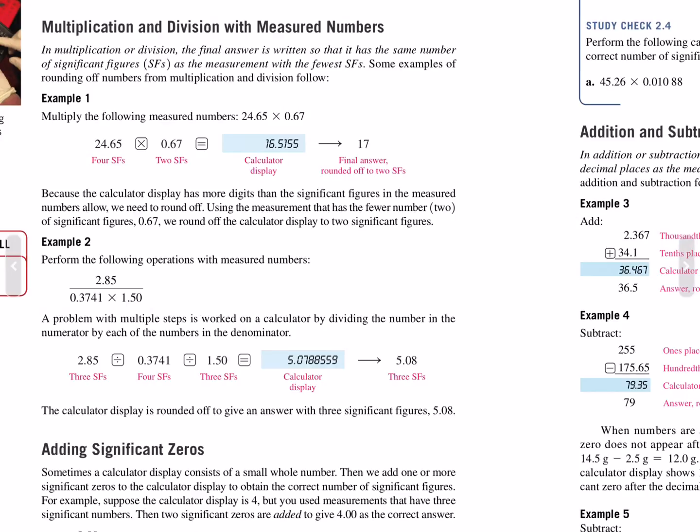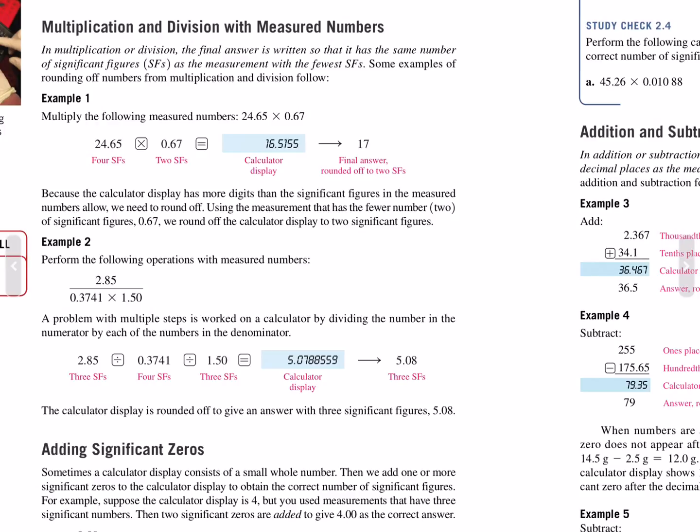Because the calculator displays more digits than the significant figures in the measured numbers allow, we need to round off. Using the measurement that has the fewer significant digits, 2, which is 0.67, we round the calculator display to 2 significant figures. Example 2. Perform the following equation with measured numbers: 2.85 divided by 0.3741 times 1.50. The problem with multiple steps is worked on a calculator by dividing the number in the numerator by each of the numbers in the denominator.